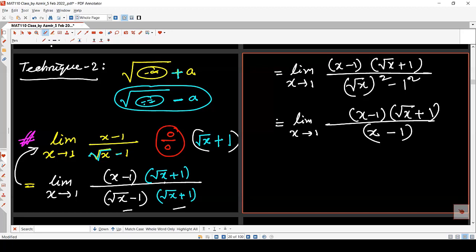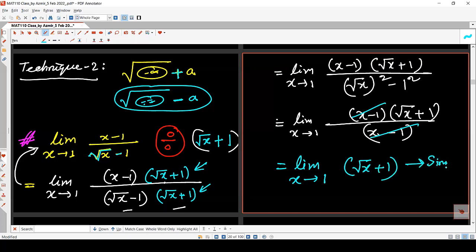So you can see that now after multiplying this opposite similar quantity, we have obtained a reduced term, root over x plus 1, and this similar term can be cancelled. So we can see limit x tends to 1 is square root of x plus 1. So this is the simplified form of this given function.